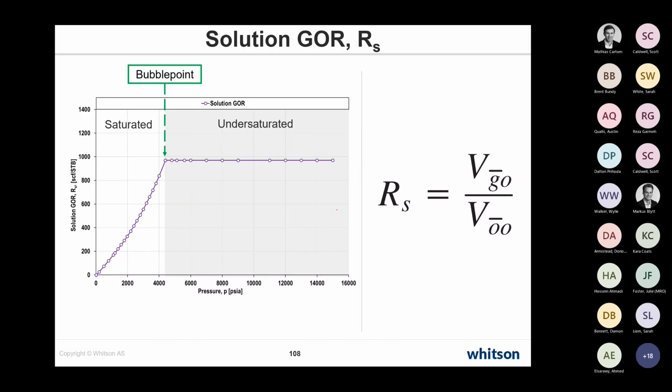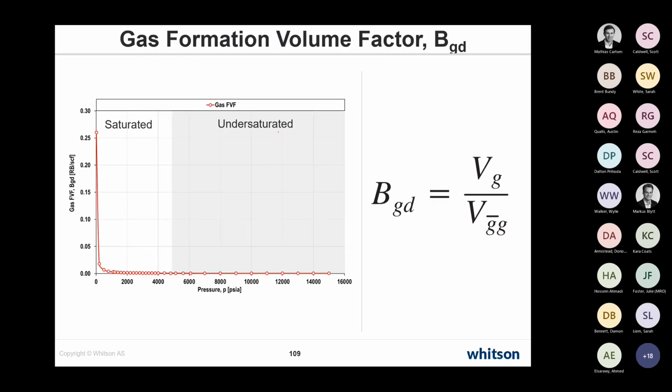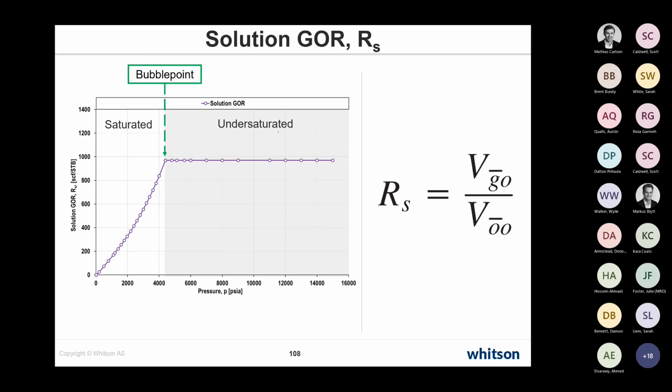Just continuing on these PVT properties, on solution GOR. So again, we use this word undersaturated and saturated. That's just to describe whether it's in the region where the composition doesn't change or not. Saturated means that we're inside of the two-phase envelope, and here we're above it, basically, nothing else. Gas formation volume factors. Now we're flipping to the gas properties.